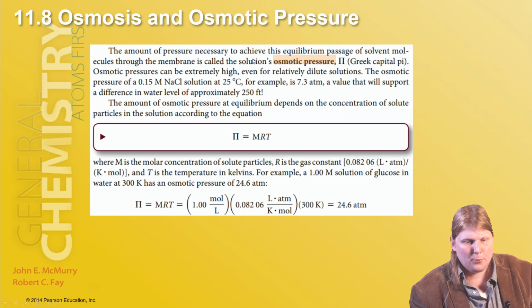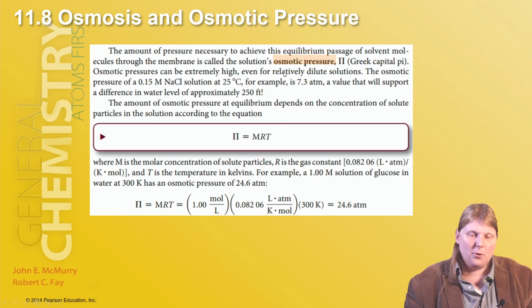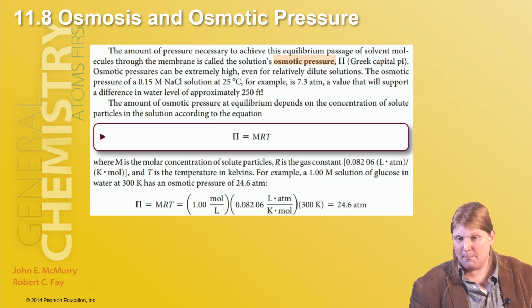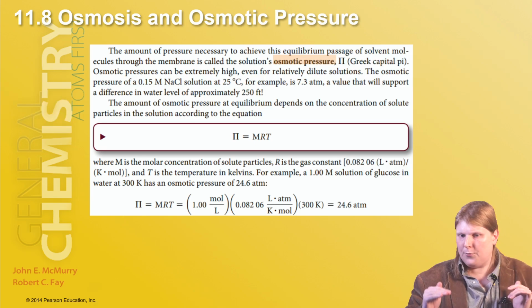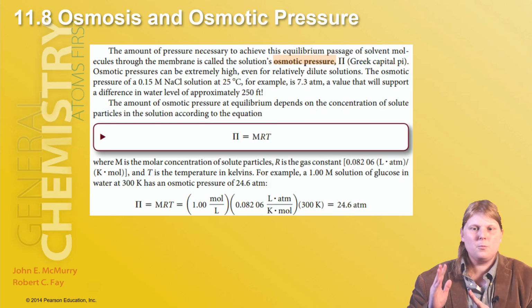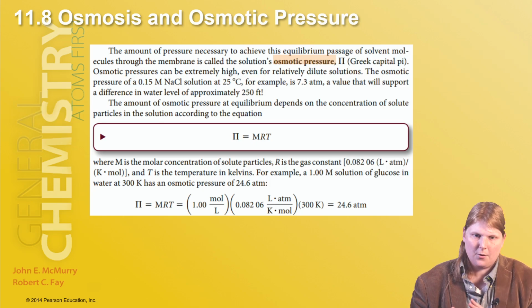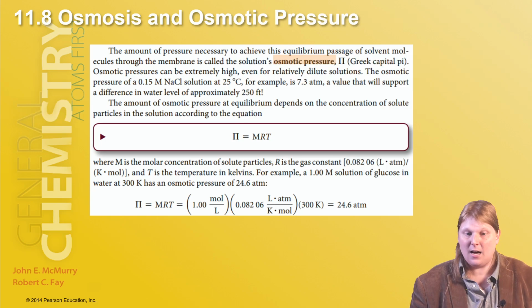Again, it's the pressure needed to achieve this equilibrium. Sometimes what they'll do is apply a force to one side of the membrane. This is a true way to measure this experimentally. They'll build a U-shaped pipe and apply a force to one side to keep osmosis from rushing water from one side to the other. And the force they have to apply to keep that from happening is the osmotic pressure.